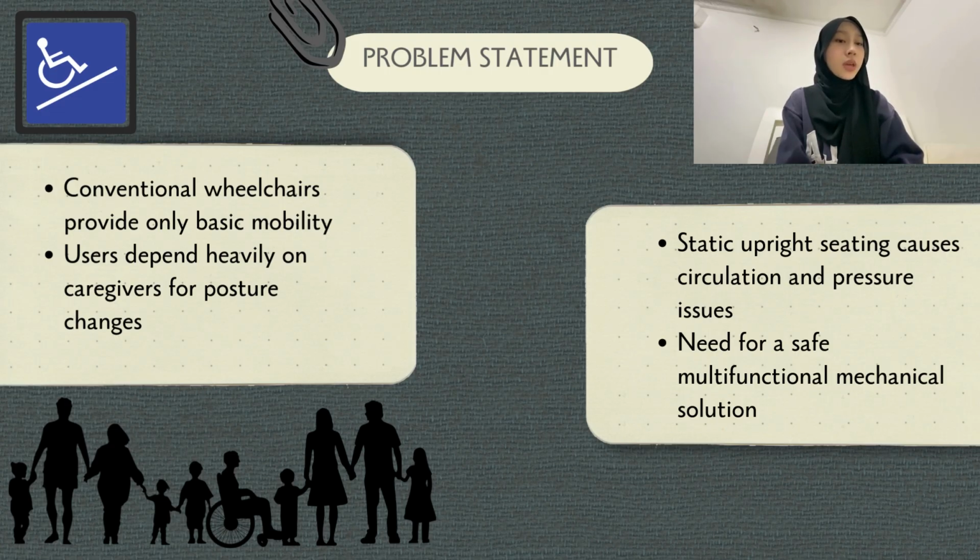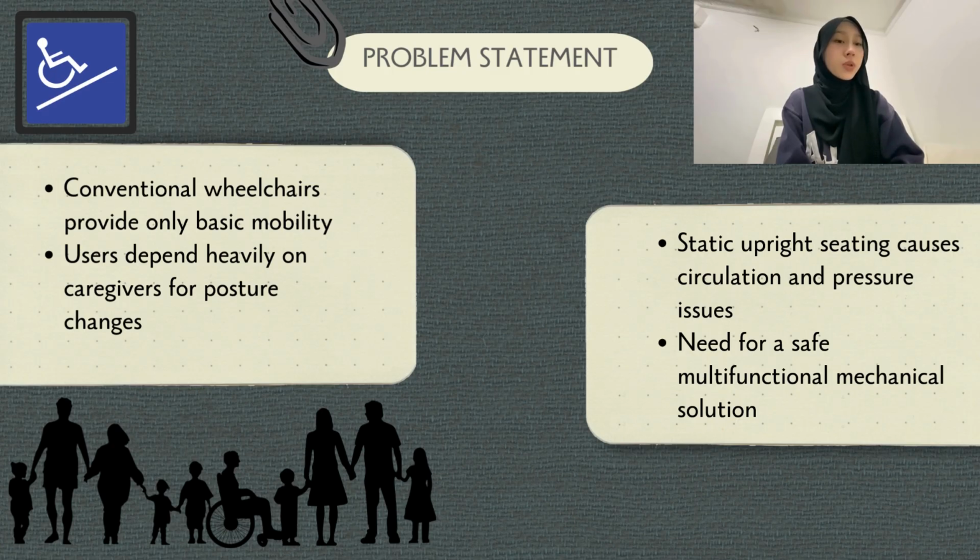From an engineering and health perspective, remaining in a fixed posture for extended periods can lead to several problems. These include discomfort, uneven pressure distribution, reduced blood circulation, and increased risk of pressure-related injuries. In addition, the absence of posture adjustment mechanisms forces users to depend heavily on caregivers even for small movements such as reclining or changing position.